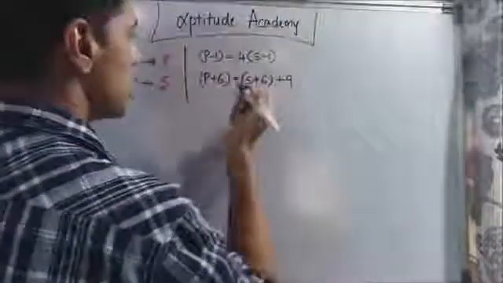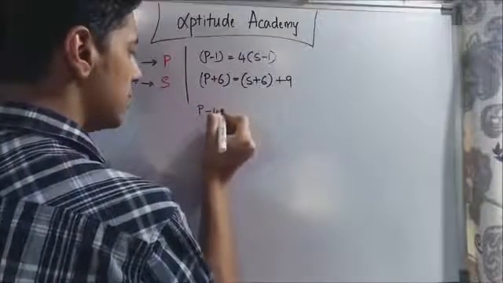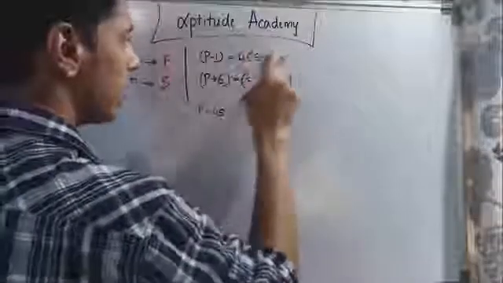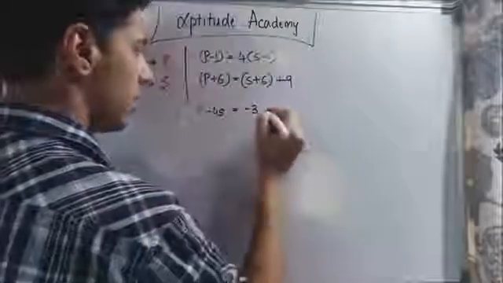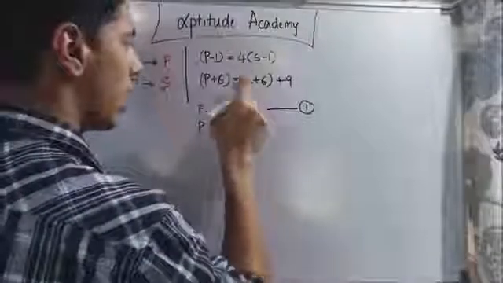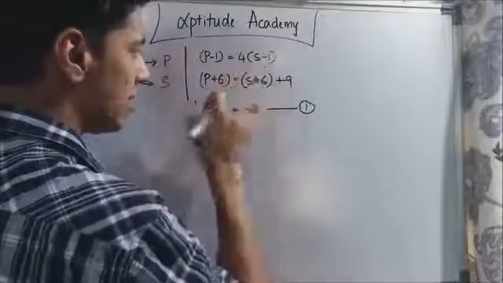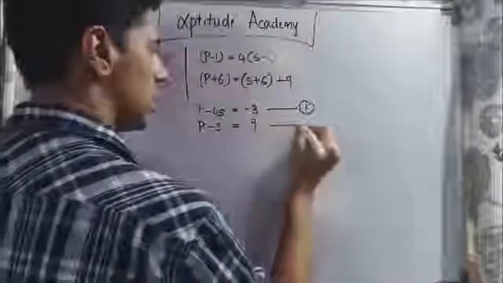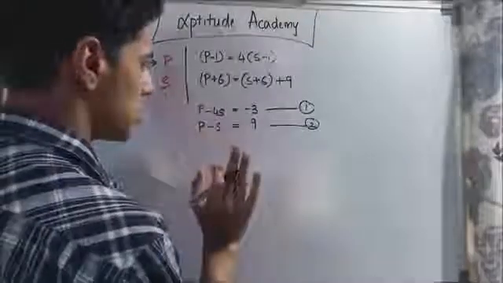Alright, now just solve these equations. So now you can write the first one as P minus 4S. This minus 1, if you take it there, this will be minus 4 plus 1. So this will be minus 3, correct? And this one will be P, you take S here, so it will be minus S. You take minus 6 here and you got plus 6 here, so they cancel out, it will be 9. Correct?